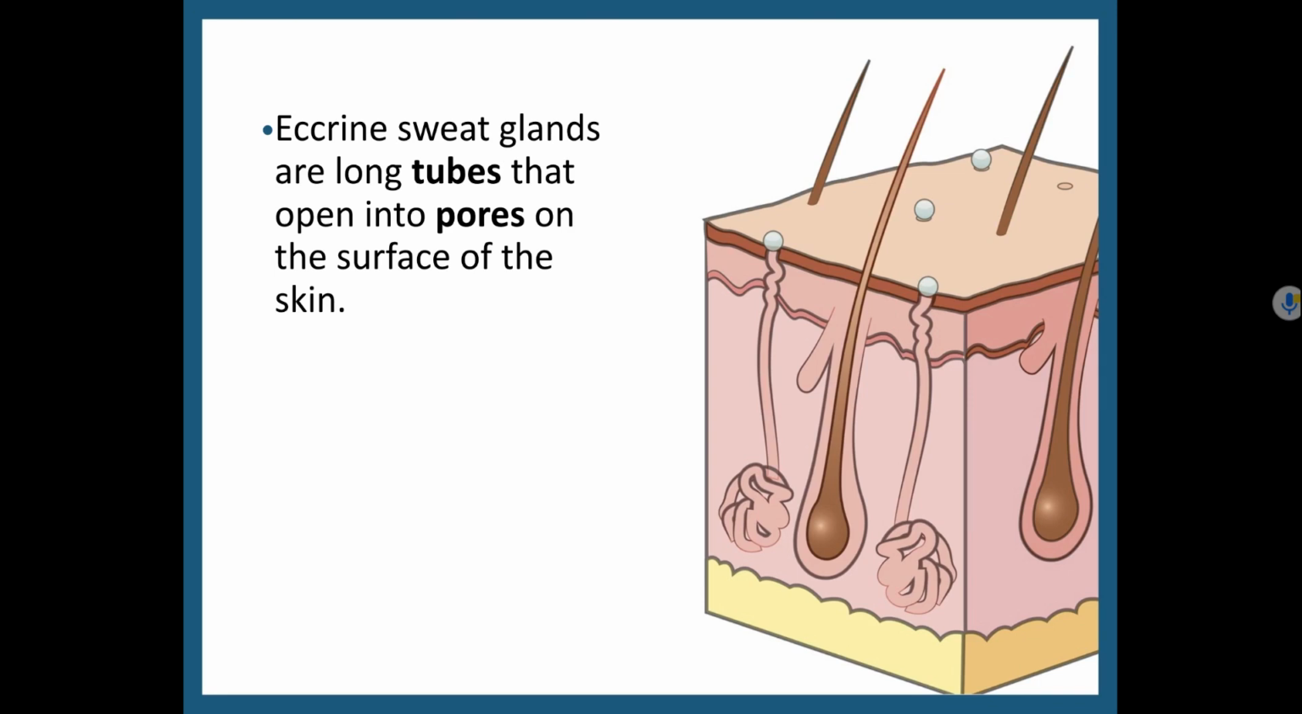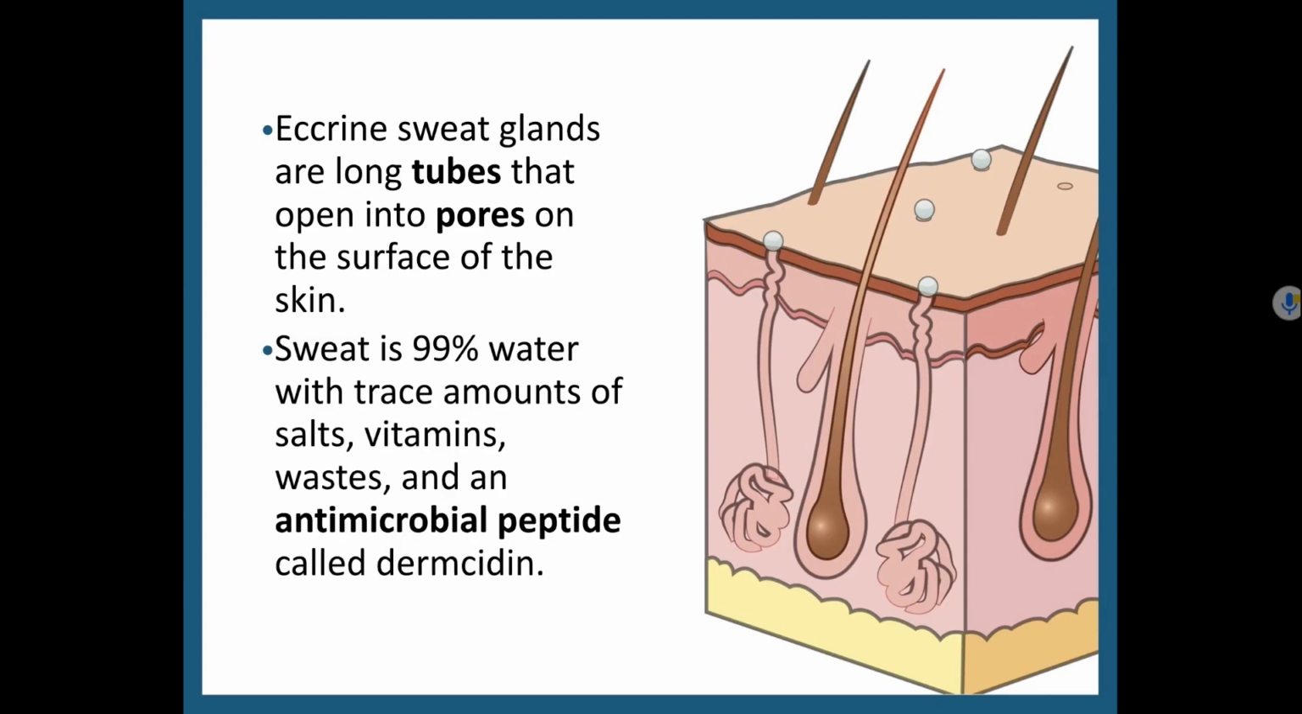Now let me say something more about the sweat that sweat glands produce. Sweat is 99% water, with trace amounts of salts, vitamins, wastes, and antimicrobial peptides called dermcidin. An antimicrobial is a substance that kills microorganisms such as bacteria and molds. And a peptide is just a chain of amino acids. So this peptide kills bacteria and other microbes on your skin. Sweat is also generally acidic.